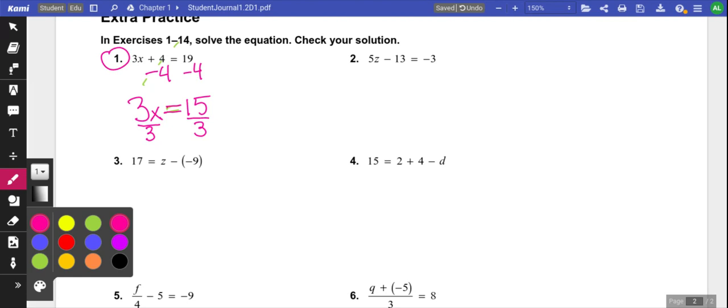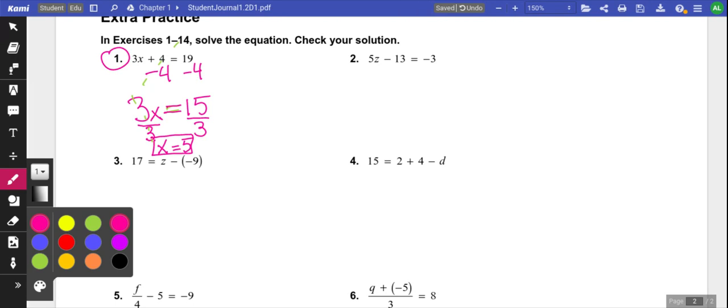Okay, so we've got this 3x divided by 3. The 3's are going to cancel out, and we're just left with x. And on the other side here, we've got this 15 divided by 3. That's going to give us 5. All right, we've got just x is equal to a number, and that is our answer.